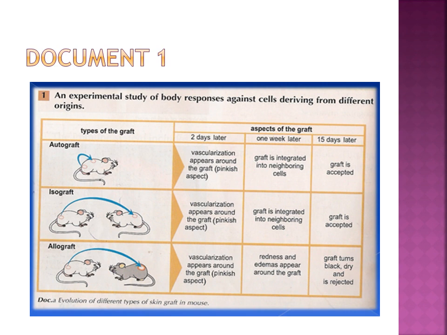HLA by definition is a human leukocyte antigen which represents a biological identity card specific for each individual, where only identical twins have the same HLA. These HLA represent the self-markers of white blood cells.